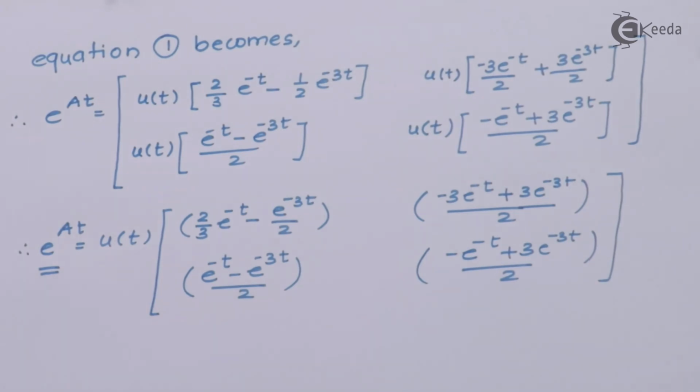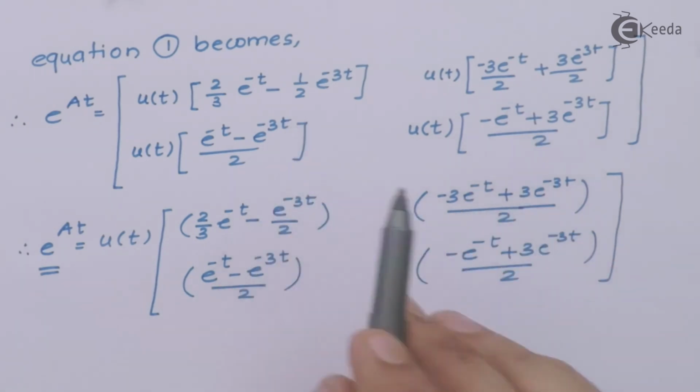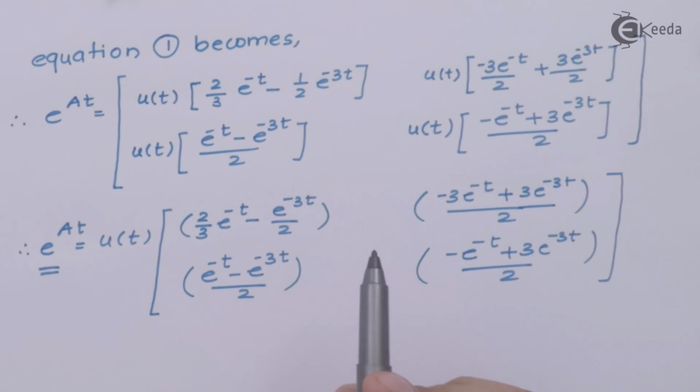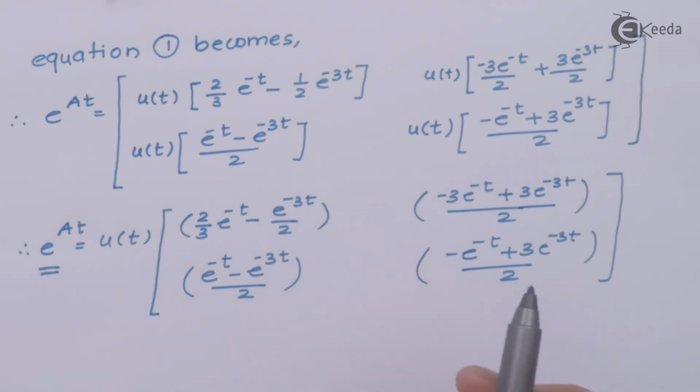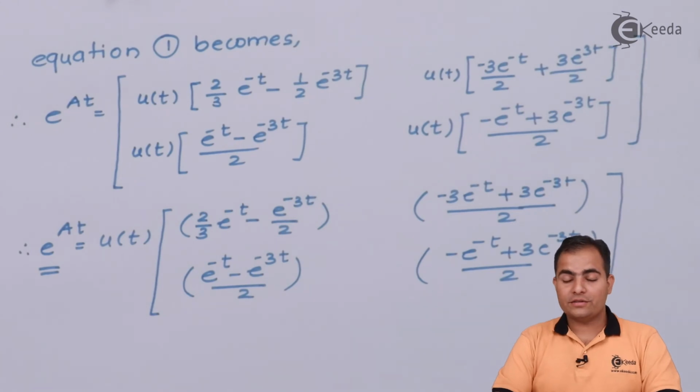So this question is a little bit lengthy because we have to obtain the Laplace inverse of all the 4 elements that we have done right now. So this is how we are going to solve for the state transition matrix using the matrix A. A similar question we are going to study in the next video.